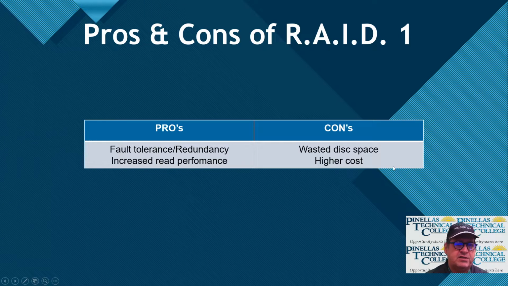And of course, the con is higher cost, because if you need 3 terabytes of space to actually write to, you would have to buy 6 terabytes worth of hard drives. So it's a much higher cost to set up a RAID 1. But you have the redundancy and increased read speed.